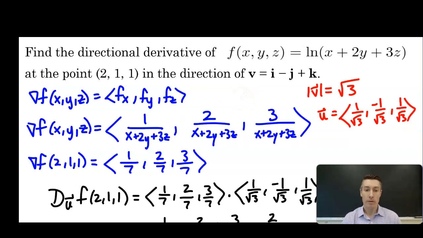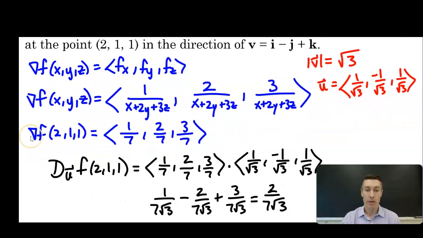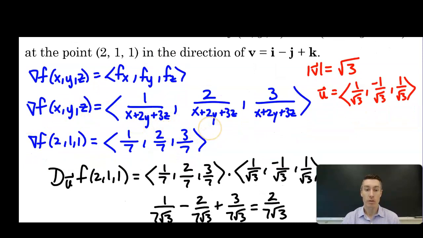Okay, so I took that opportunity to write out all of the work. Hopefully you gave this a good shot. So check your work. You should have found the gradient vector to be 1 over x plus 2y plus 3z, 2 over x plus 2y plus 3z, 3 over x plus 2y plus 3z. Evaluated at the point 2, 1, 1 would give us 1 seventh, 2 sevenths, 3 sevenths.